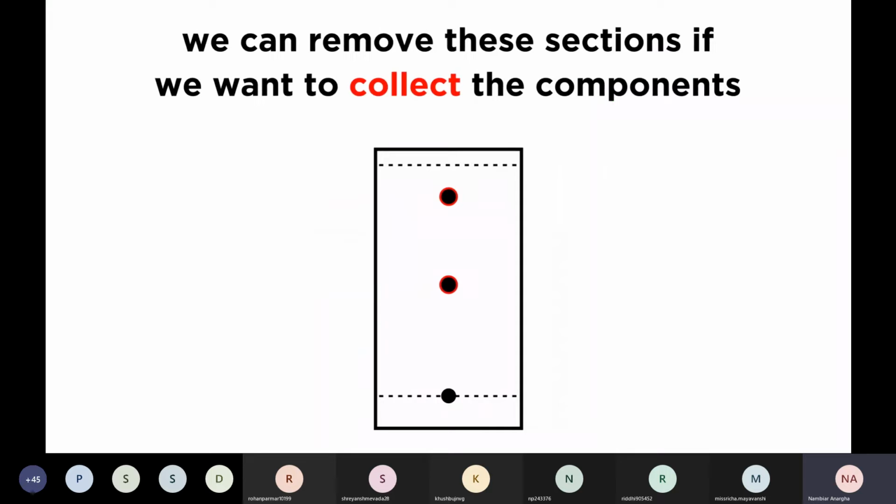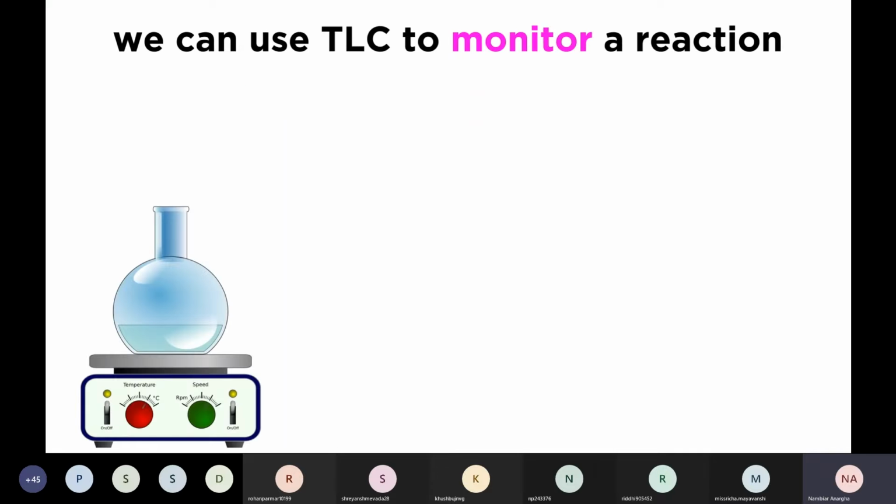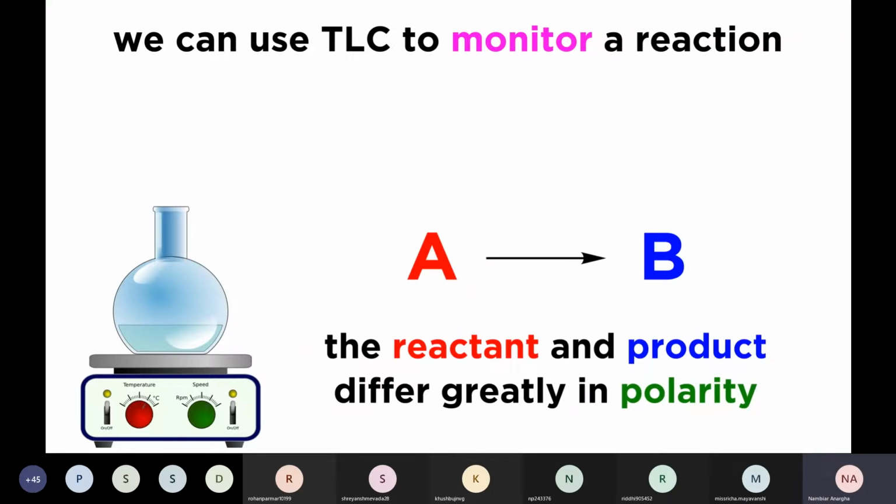If we actually intended to physically separate the mixture to collect its components, we can remove the region of the gel each compound sits on and then perform an appropriate extraction. But typically, TLC is used as an analytical technique. We can use TLC to monitor a reaction. Say we are performing a reaction where the reactant and product have significantly differing polarities.